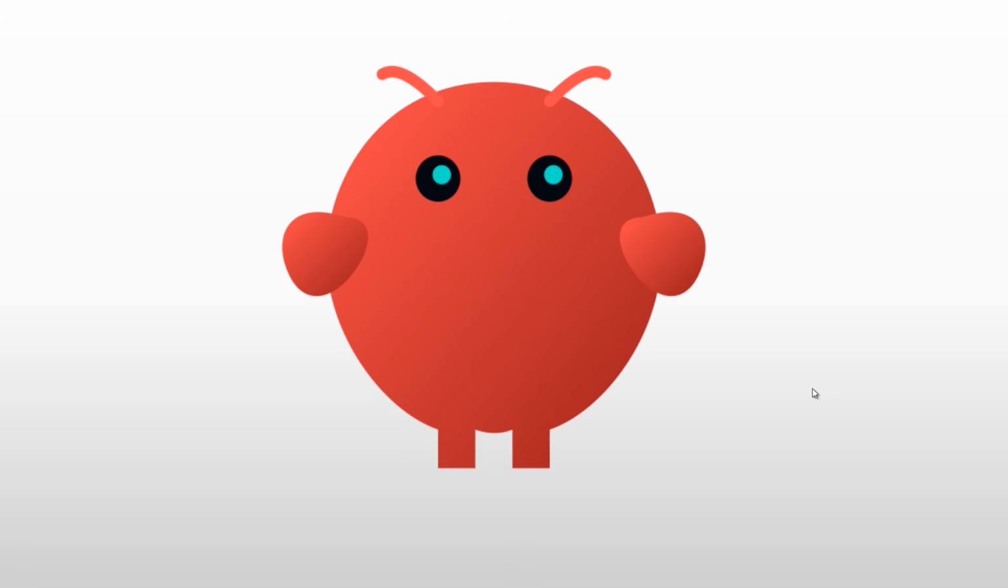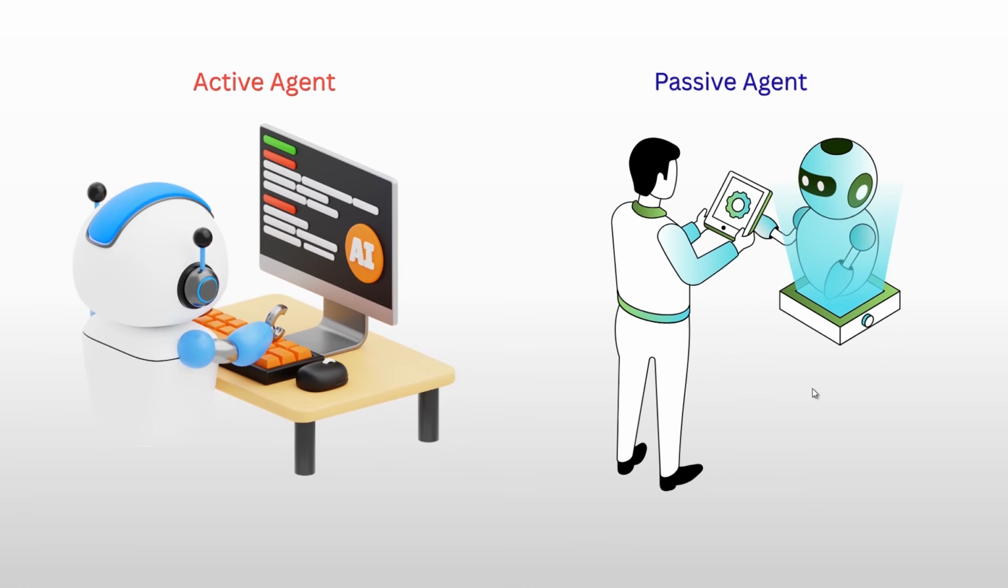Okay, let me first tell you about OpenClaw and where it stands in the AI world. So OpenClaw is an active agent. There are two types of agents, active agents and passive agents. We will go into detail about active and passive agents in some other video. For now, you can think of active agents as robots. You give some task to these robots and they come up with the result. On the other hand, passive agents come up with a report and you can perform the task based on those reports. So this is the main difference between an active agent and a passive agent.